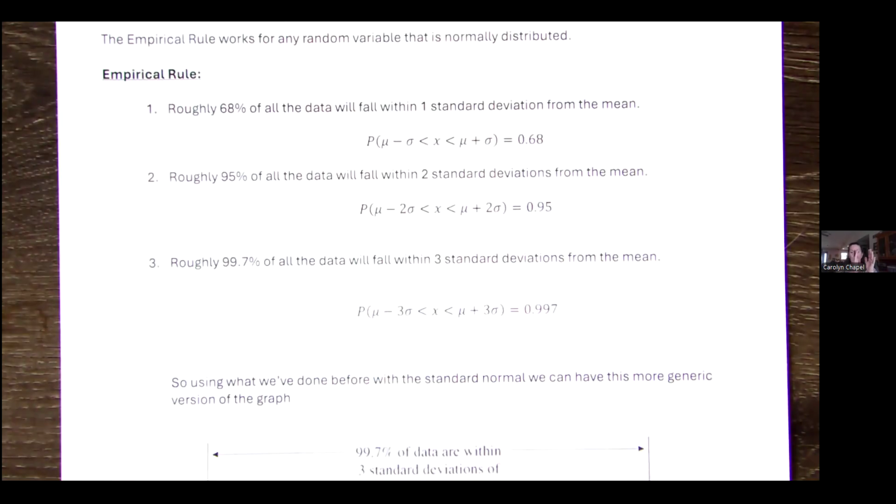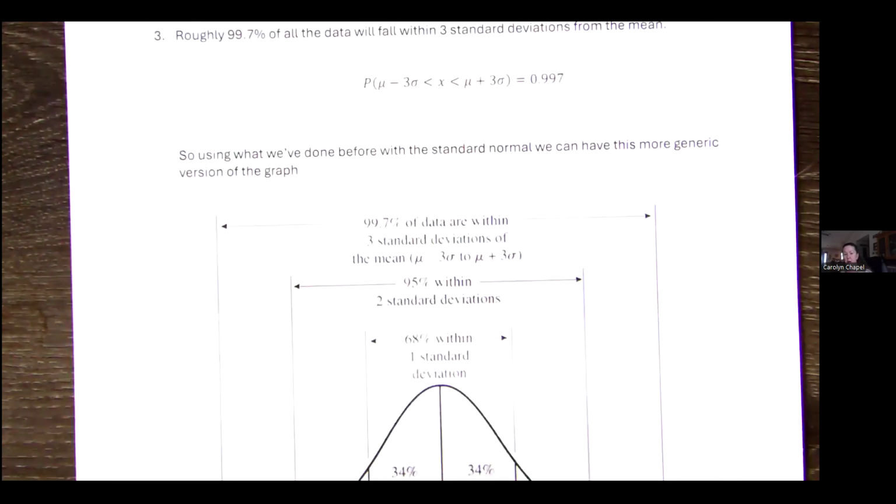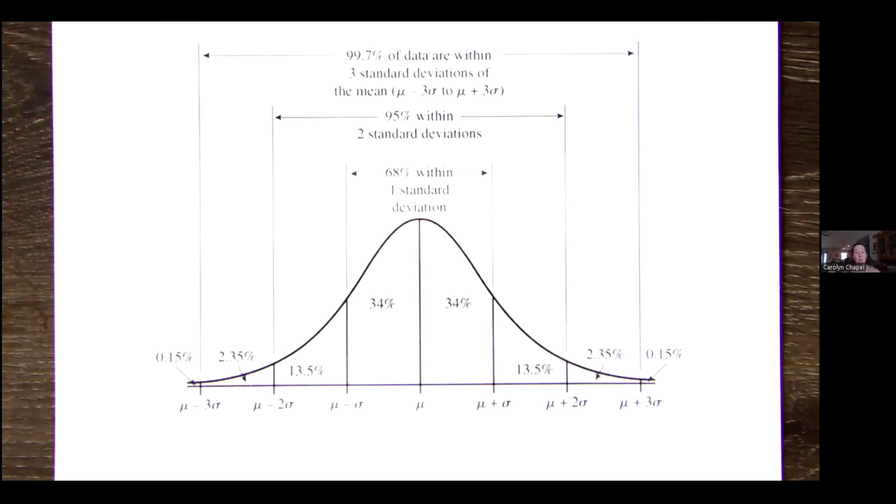If you add 2 standard deviations to your mean and subtract 2 standard deviations, you're going to get 95% of your data. If you add or subtract 3 standard deviations, we're going to get 99.7% of our data. And just like we did before, we could split them all up and do all the pieces. We'd still get those 34s and that 13.5 and the 0.15 on the very, very tails. So we can use this table in general as well.